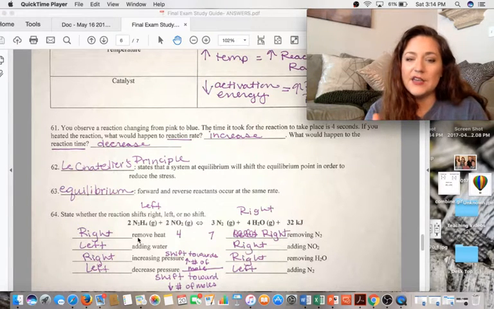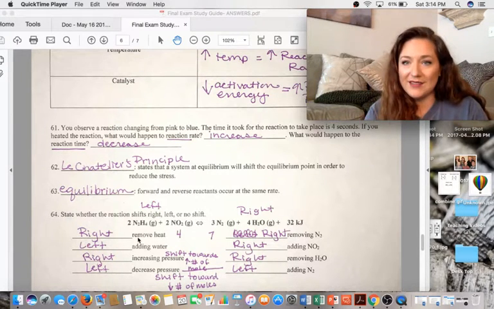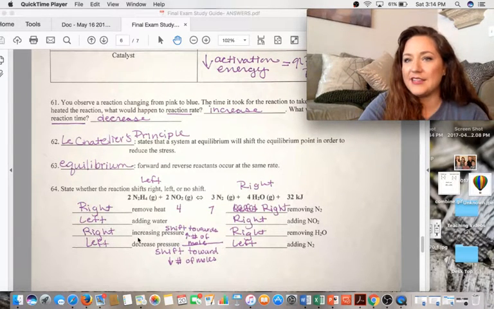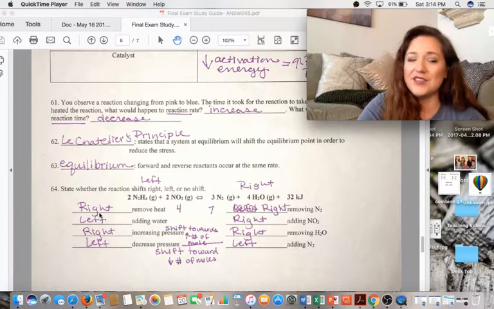All right. Le Chatelier's principle is just a definition that states that a system at equilibrium will shift the equilibrium point in order to reduce the stress. All right, equilibrium: a forward and reverse reaction at the same rate. These are both definitions that you need to know.